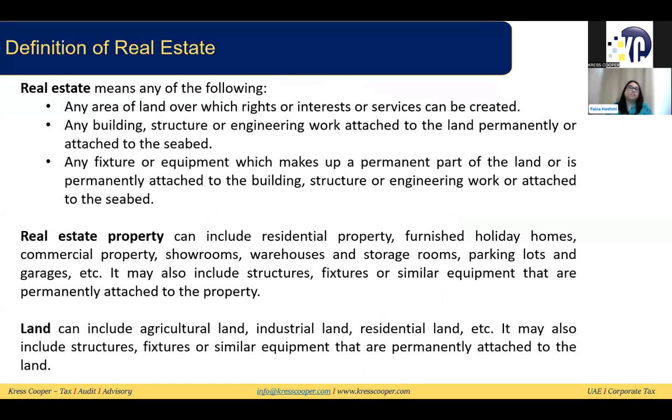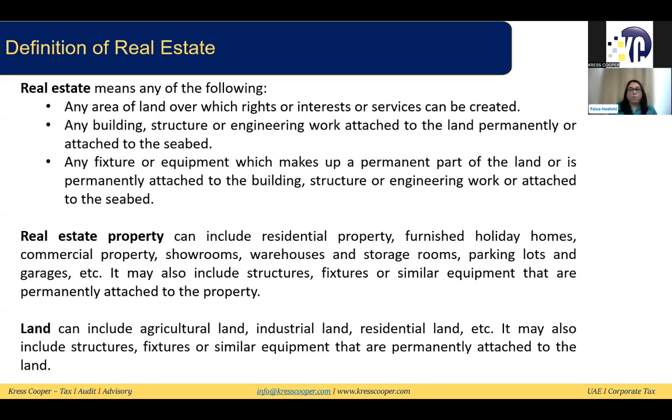Before we discuss the taxability, let's discuss what real estate is. As per the corporate tax law, real estate means any of the following: any area of land over which rights or interests or services can be created, any building, structure, or engineering work attached to the land permanently or attached to the seabed, any fixtures or equipment which make up a permanent part of the land or is permanently attached to the building, structure, or engineering work or attached to the seabed.